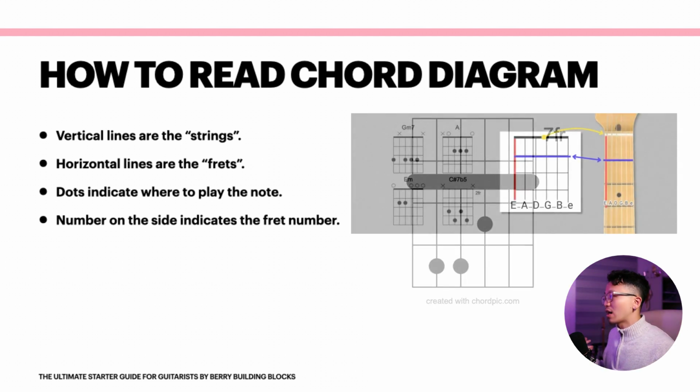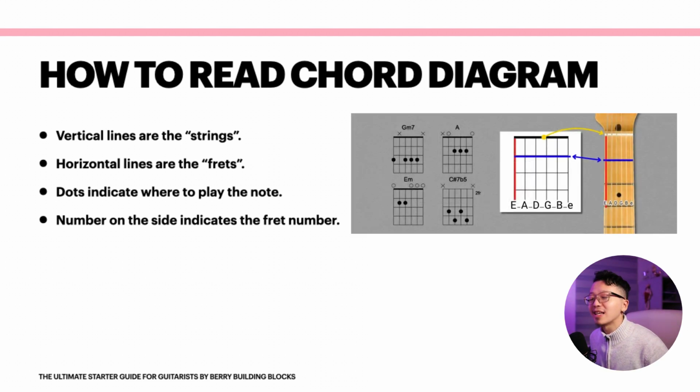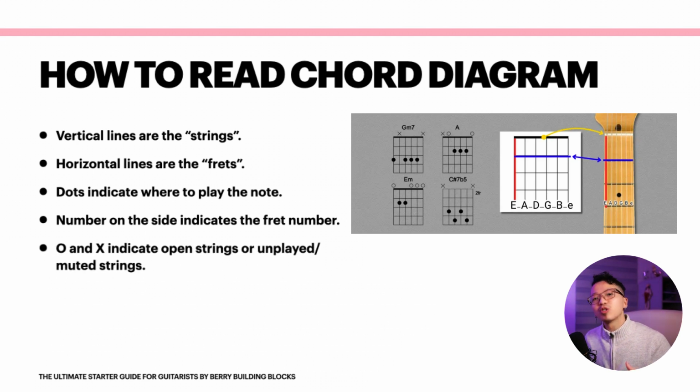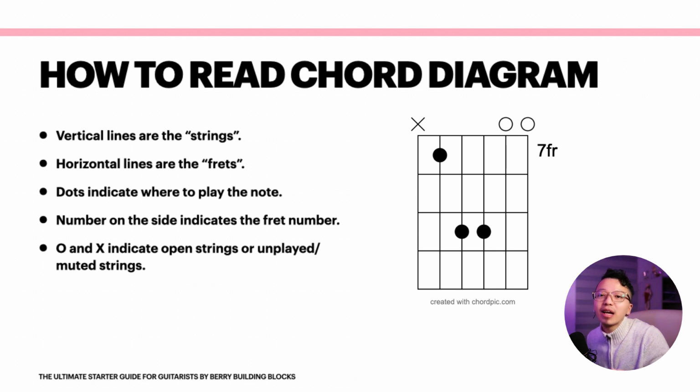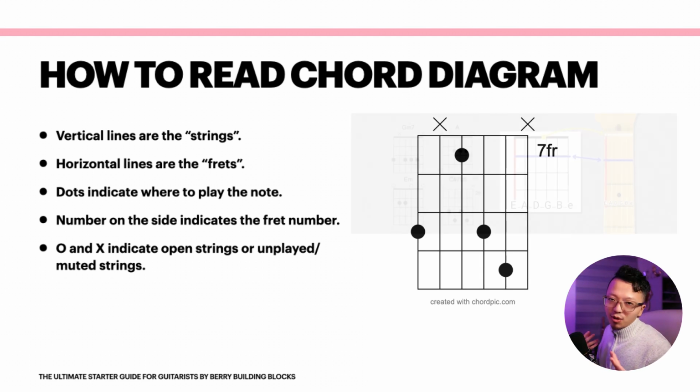That's it. Now, regardless of the position, you will likely see circles and X's on top of the diagram. A circle means play open string, which just means you don't fret it. Don't touch the string and just pluck it. X means you don't play that string. You sometimes may have to actively mute the string, or sometimes you just skip it, just don't touch it. Now, the majority of diagrams will just have this information.